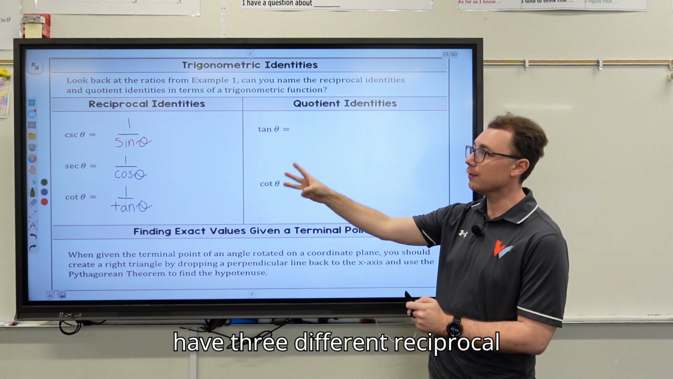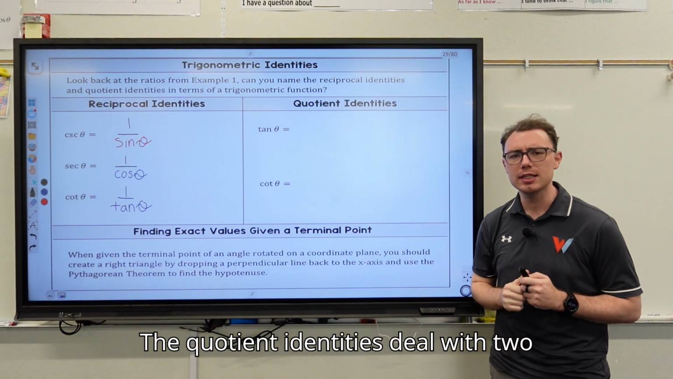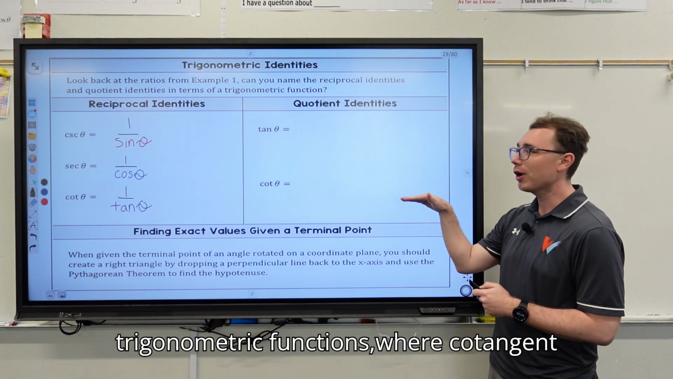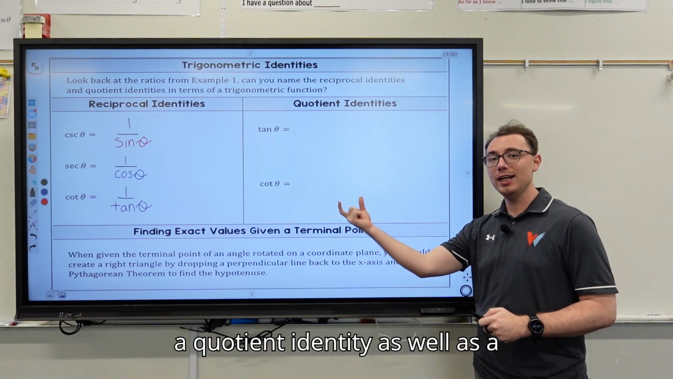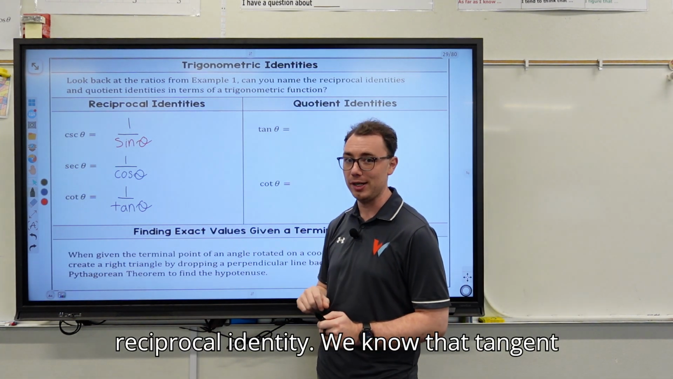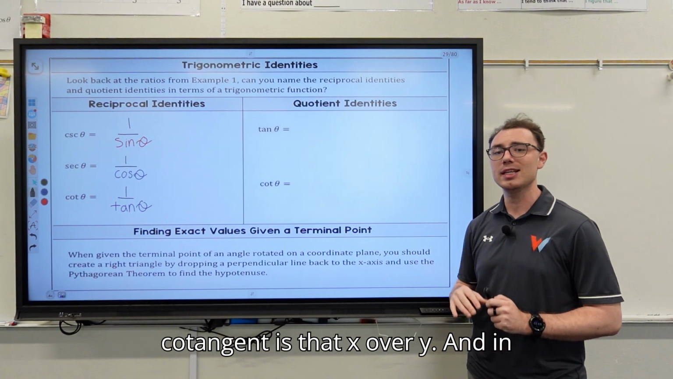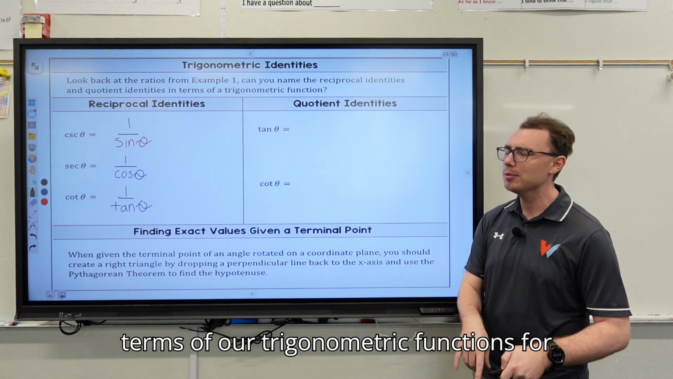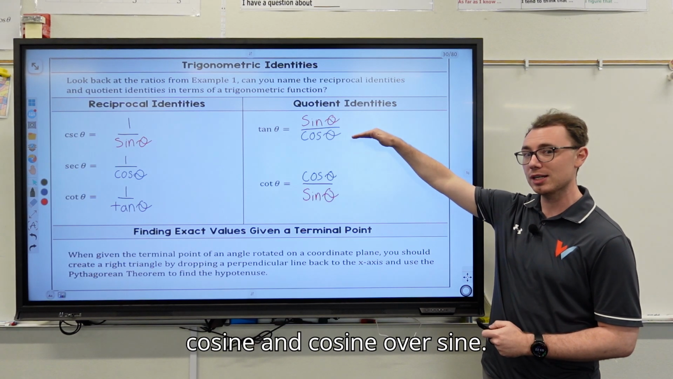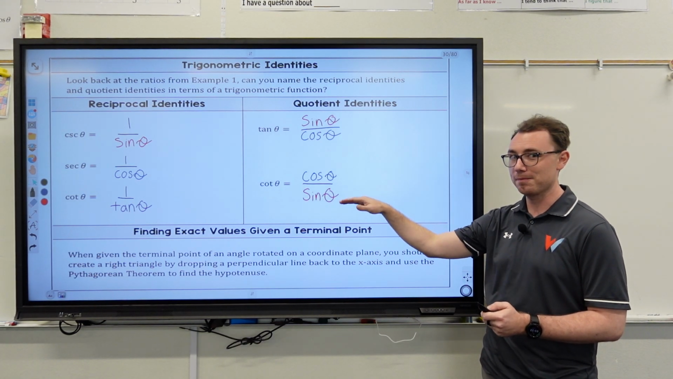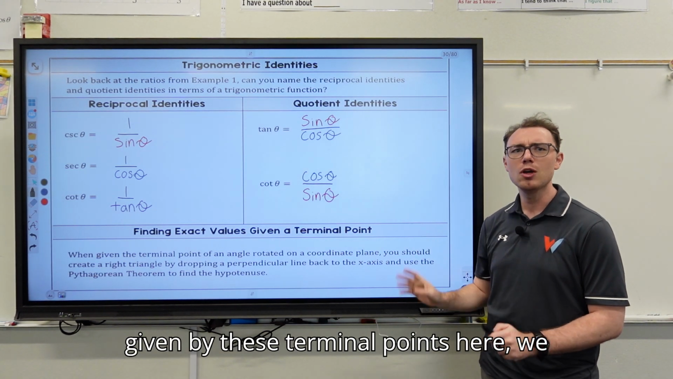Now we have 3 different reciprocal identities and 2 quotient identities. The quotient identities deal with 2 trigonometric functions, where cotangent happens to share a quotient identity as well as a reciprocal identity. We know that tangent is that y over x, and we know that cotangent is that x over y. And in terms of our trigonometric functions for radian values, it's going to be sine over cosine and cosine over sine.